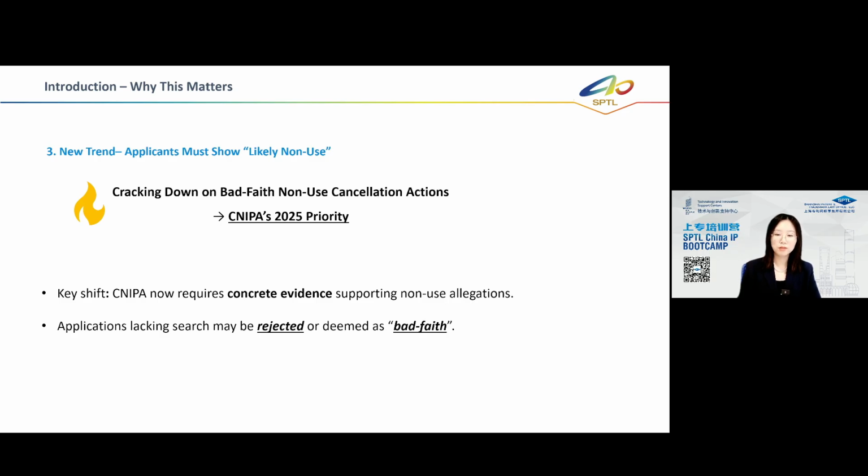Beginning in 2023 and continuing into 2025, CNIPA has tightened its requirements, which are that applicants must now demonstrate the likelihood of non-use. This means that concrete preliminary evidence is required at the time of filing. Applications without such evidence may be rejected or viewed as bad faith actions. This marks a significant departure from the previous practice.